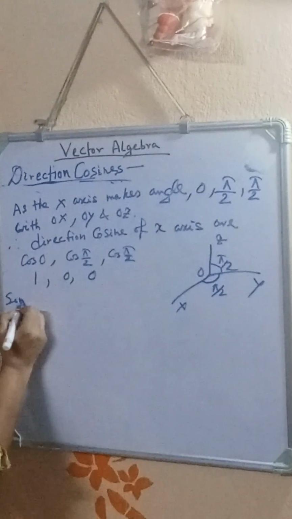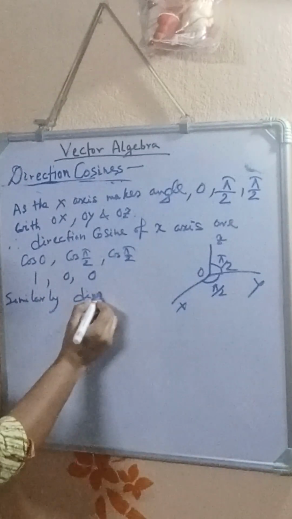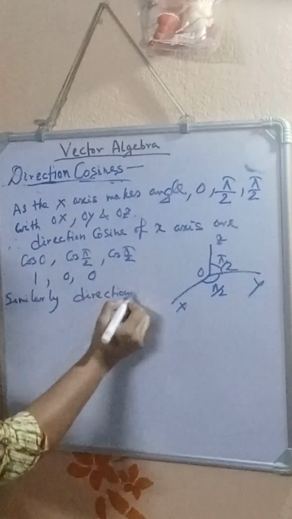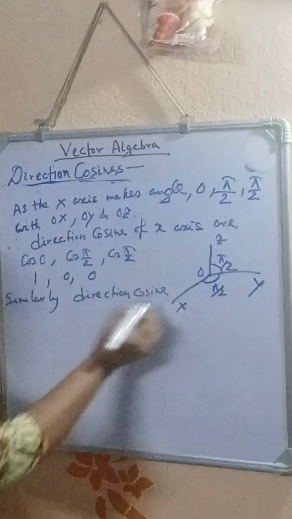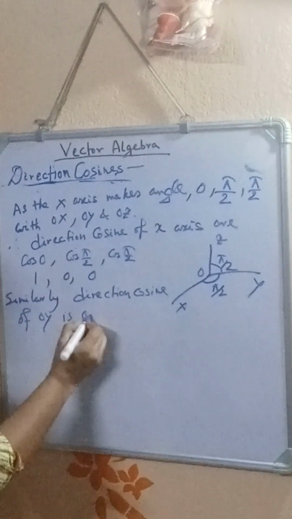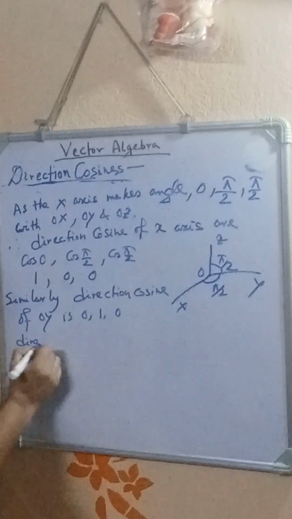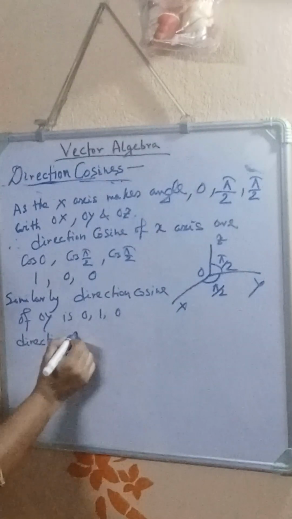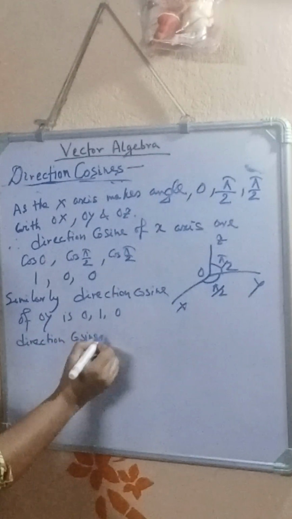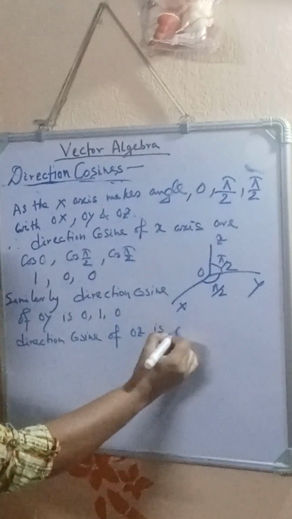Similarly, the direction cosines of OY are 0, 1, 0, and the direction cosines of OZ are 0, 0, 1.